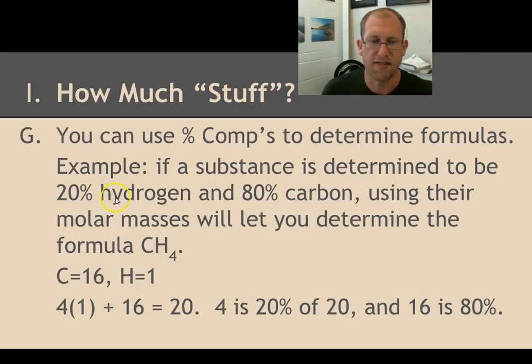Or you could have looked at this and said, well, 20% to 80%, that's a 1-to-4 ratio. When if carbon is 16, then I need a quarter of that to be hydrogen.